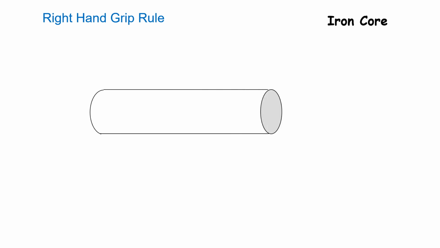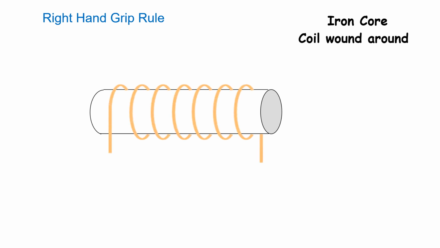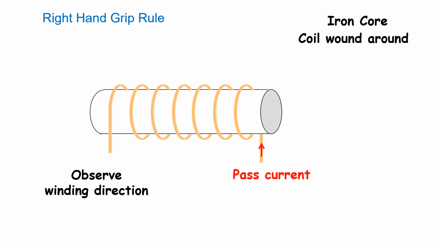We will know about the right hand grip rule in this slide. You have an iron core of this shape. A coil is wound around the core. You observe the winding direction. The coil is wound starting from the left side from front to back. Pass the current from one end. It is now passed from the second end. This current will pass through all the turns as indicated by the arrow marks in this figure.